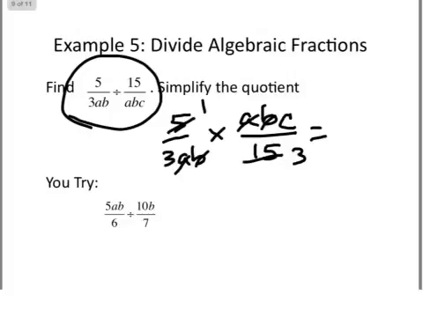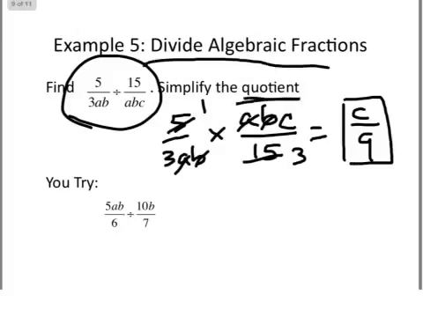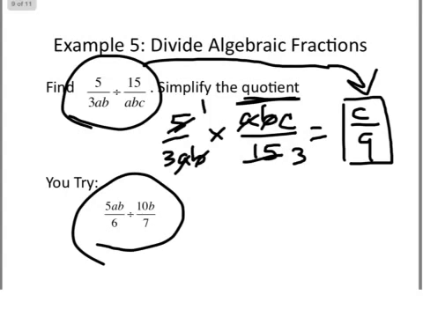So now in the numerator of my answer, I've got 1 times c, which is c, and in the denominator, I've got 3 times 3, which is 9. So when I simplified this or found the quotient, remember quotient, this word here is the answer you get when you're dividing. When I simplify this, I get c over 9. Pretty cool. Here's the last problem I'm going to ask you to try. Pause it, and the next slide you'll see will be the answers.